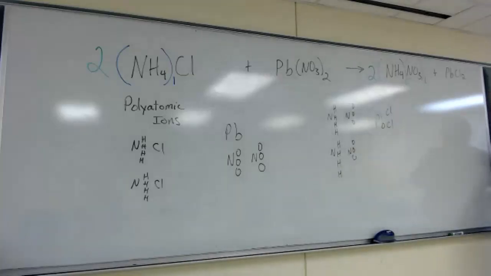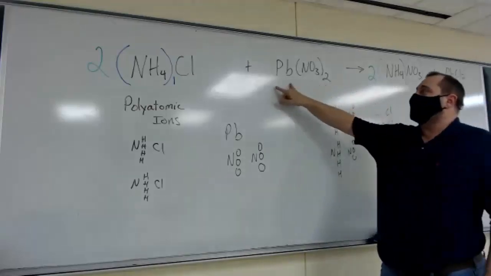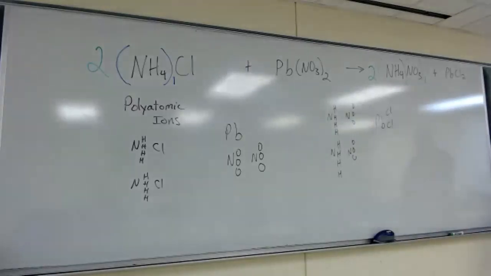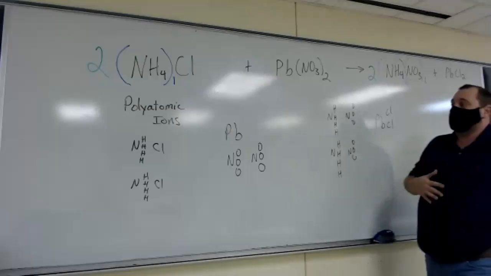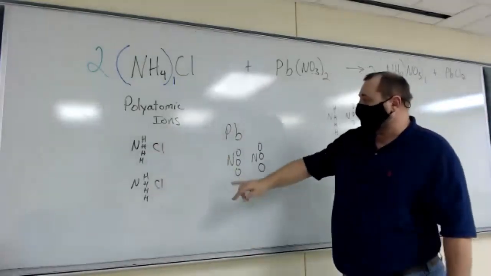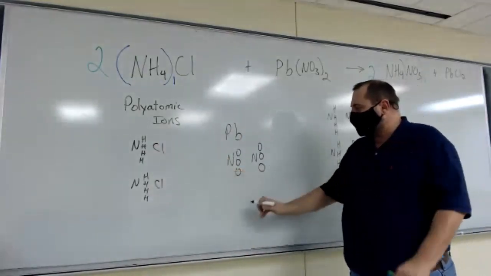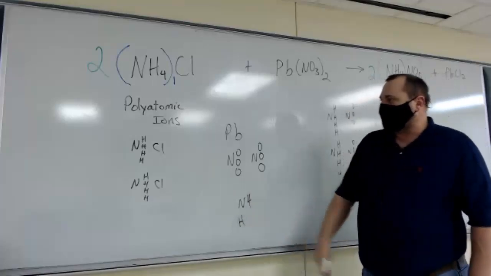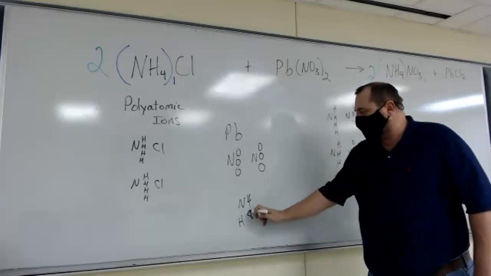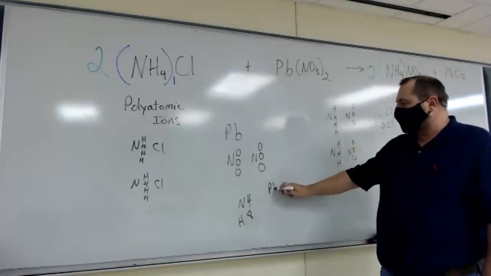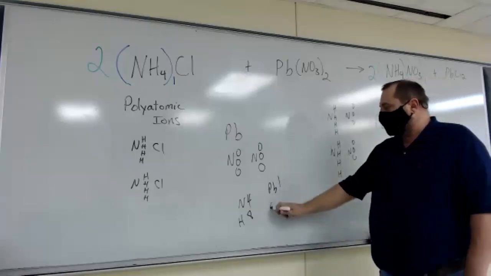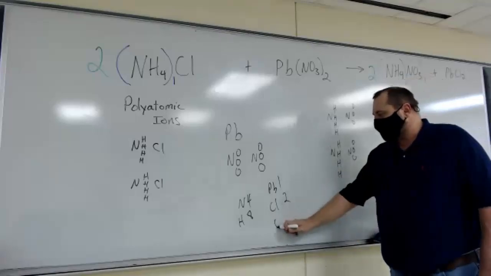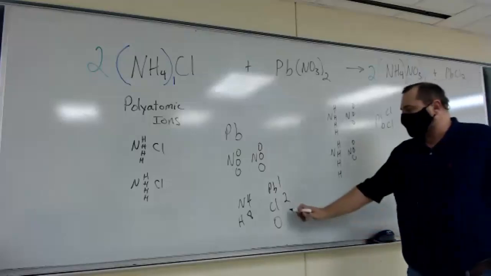So for a lot of us, we get kind of lost on what's going on with the coefficients and the subscripts. So this is what this is saying. Now all we could do is come in here and physically count them. I've got 1, 2, 3, 4 nitrogens. For hydrogens, I have 8. I've got 1 Pb. I've got 2 Cl's. What else we got? We got oxygen. 6 of those.